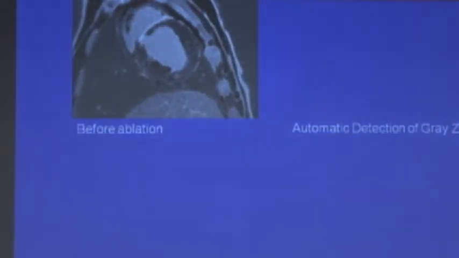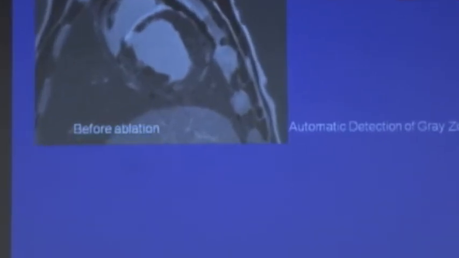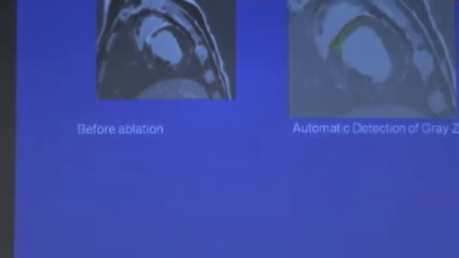And so that particular animal was non-inducible after the procedure, but was inducible a week later. This particular animal, again, we see a lot of gray area here. We see normal tissue. We see the dense scar. So there's before ablation. And then the gray zone, it's very consistent visually. This is kind of heterogeneous here. The computer says that's the gray zone there.